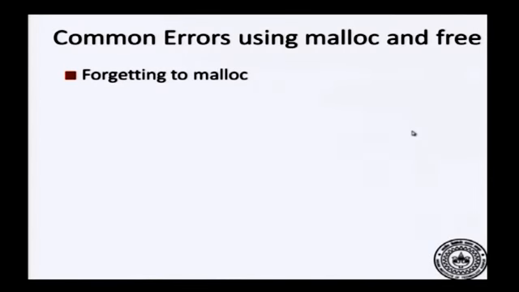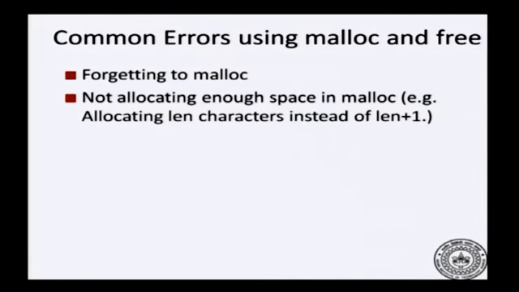Malloc and free are prone to a lot of errors, and a lot of programming errors in C can be traced back to incorrect use of malloc and free. So there are some categories of errors. For example, you may forget to malloc in the first place, which leads to dangling references or dangling pointers, as we saw in the first example. Now you could allocate some space, but you may not allocate enough space. That's a very common error. Commonly you could have off by 1 errors. I wanted to allocate len plus 1 number of bytes, but instead I allocated only len number of bytes.